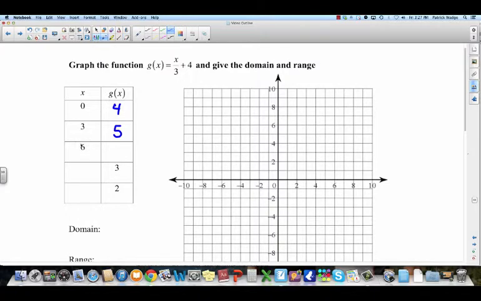What if it's 6? Our input, or our x, is 6, so we put 6 in here. 6 divided by 3 is 2, plus 4 is 6. Okay, how is this different once we get down here?